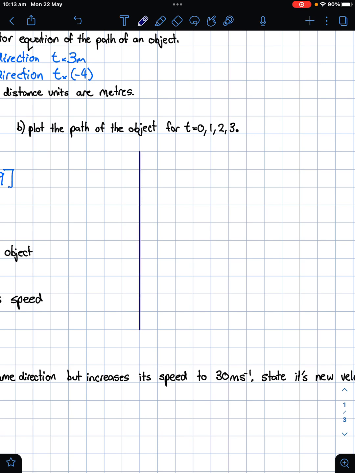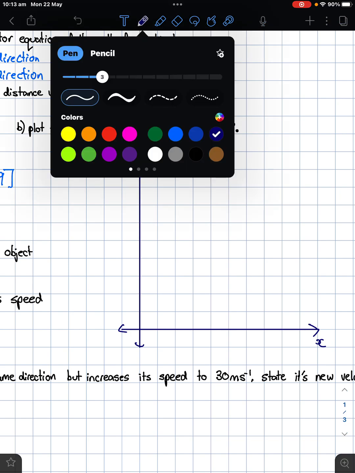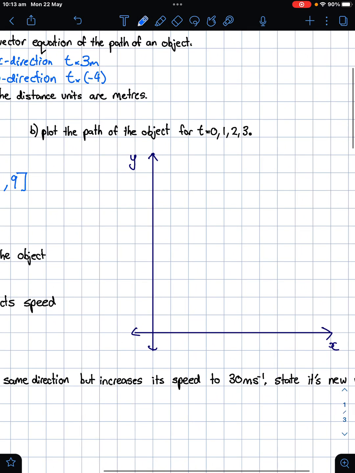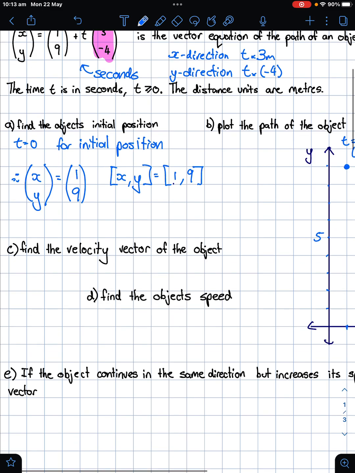So if we draw our axes here, this isn't like our methods course where we're looking at t being a variable. We're looking at x and y as our positions, and then we're putting our t's on here. At t equals 0, we've got 1, and then 1, 2, 3, 4, 5, 6, 7, 8, 9. So this position here is (1, 9), and this happens at t equals 0. That's our initial point here.